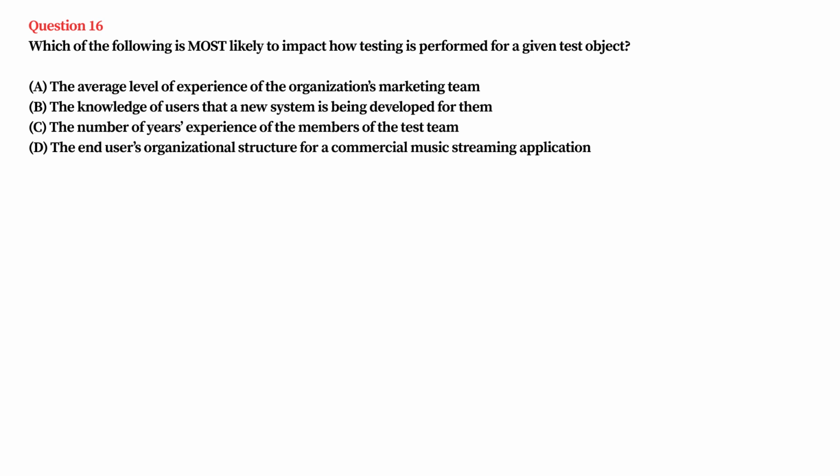Answer B is not correct. The level of knowledge of users that a new system is being built for them is unlikely to affect how testing is performed. Any user involvement that could affect how testing is performed is more likely to be as a result of decisions made by the testers, customer, and project manager. Answer C is correct.